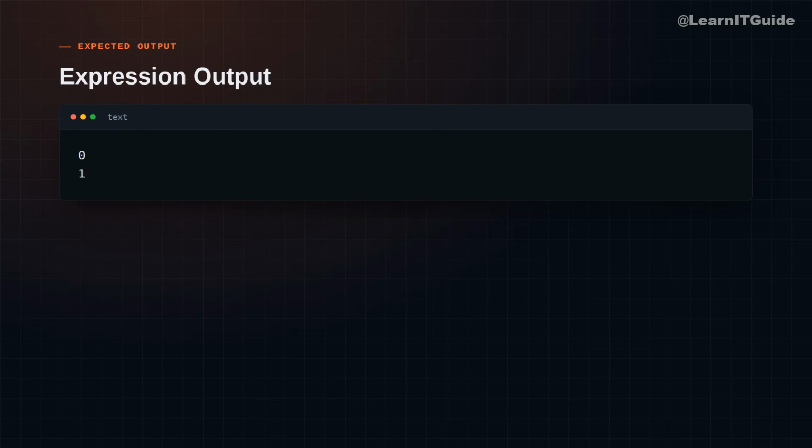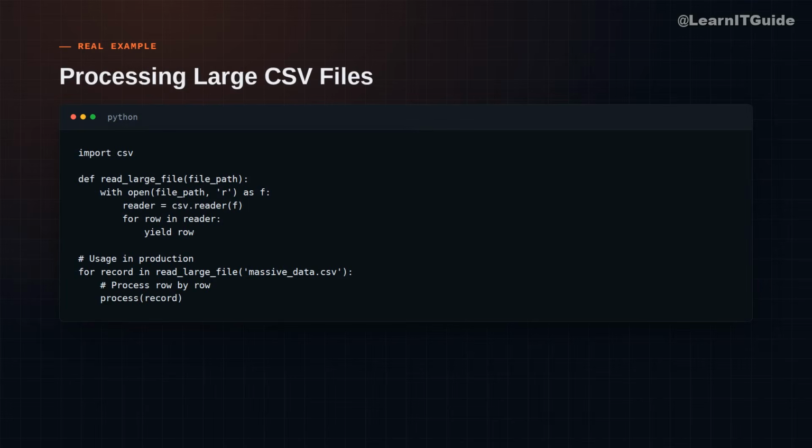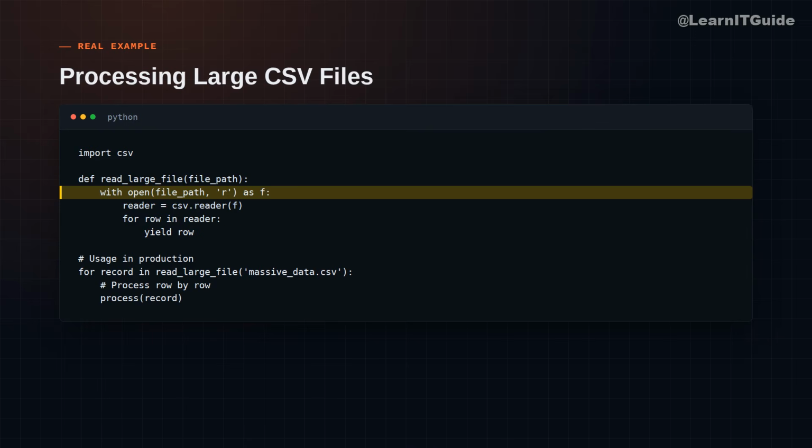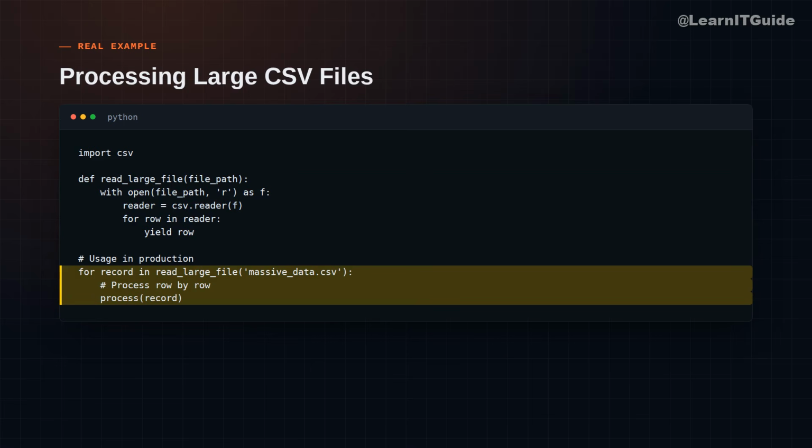That is exactly right. Here is how a senior engineer would handle a large CSV file. We define a generator that opens the file and yields one row at a time. The with statement ensures the file is closed properly, even if an error occurs. In our main loop, we process one record, finish it, and move to the next.